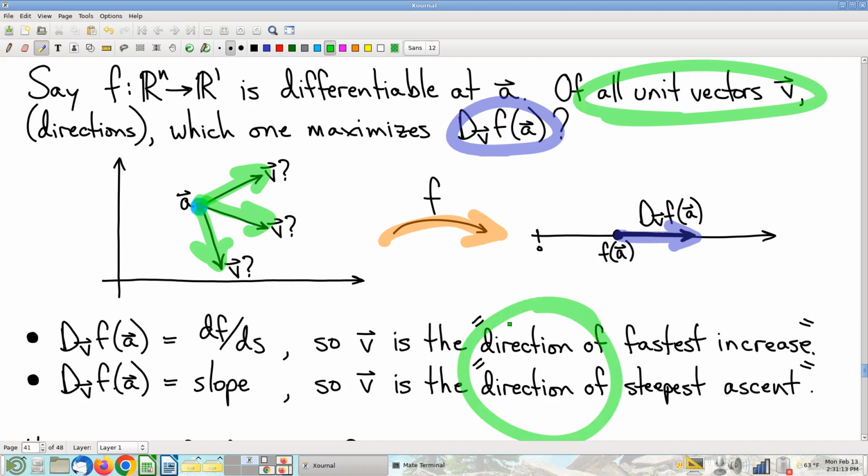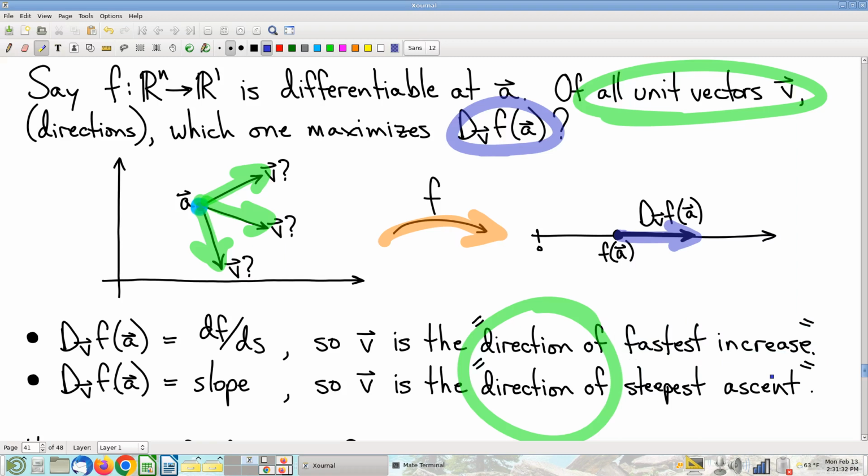Now we have to talk about how to interpret directional derivative. One way to interpret directional derivative is that it's a way of keeping track of how fast the function is increasing. So direction of fastest increase is a pretty natural way to describe the answer that we're looking for here.